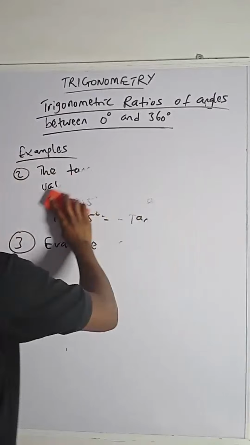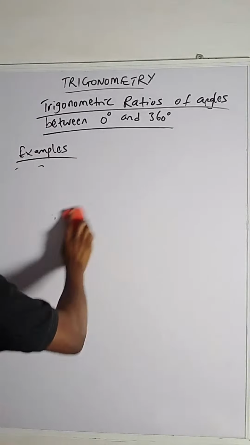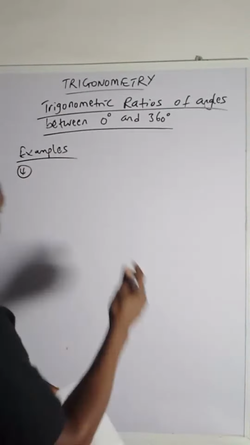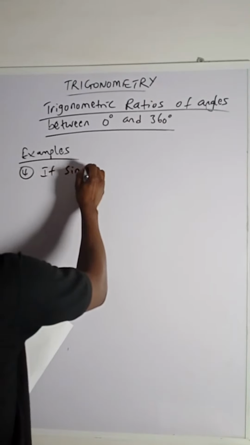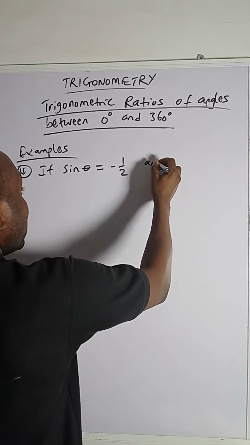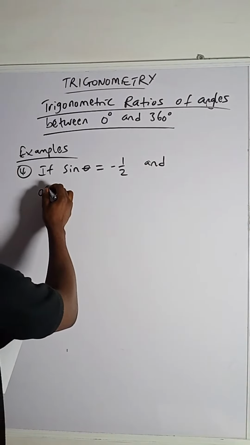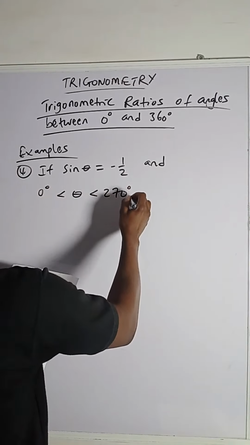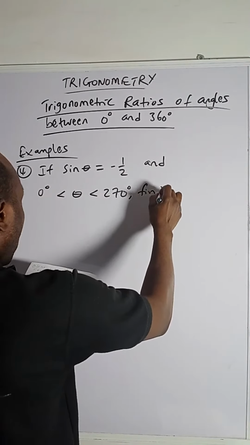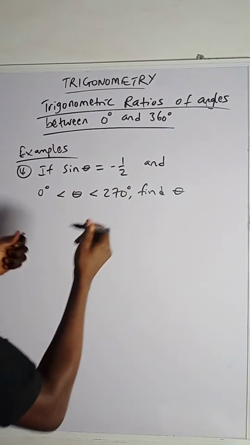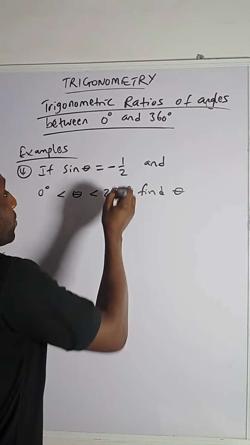Now we are on to example 4. Here's the 4th example. Are you ready for this? If sine theta is equal to minus 1 over 2 and 0 degrees. Now you have to be very careful with this one. Find theta. Look at this question. This is a negative sign here.